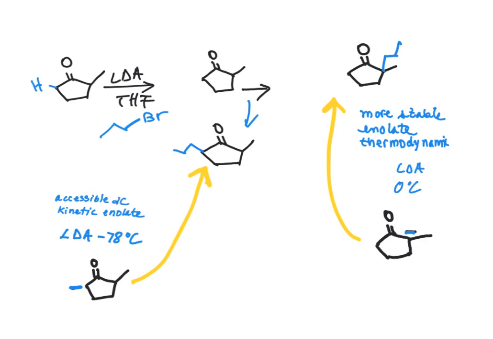When the reaction is taking place at -78, the kinetic product is going to form because the alpha carbon on the secondary carbon is much simpler to be reached, it's more accessible. If the reaction is taking place at 0 Celsius, then the more stable carbanion is going to form on a tertiary carbon, and we will get the thermodynamic product.